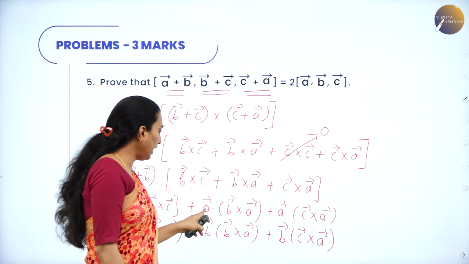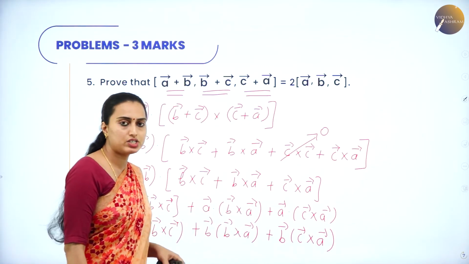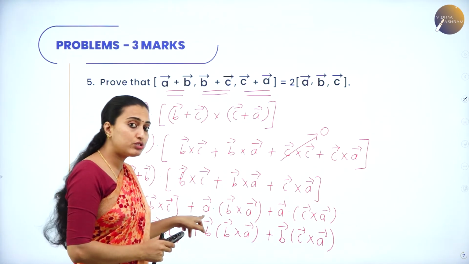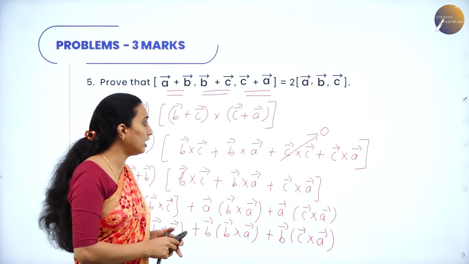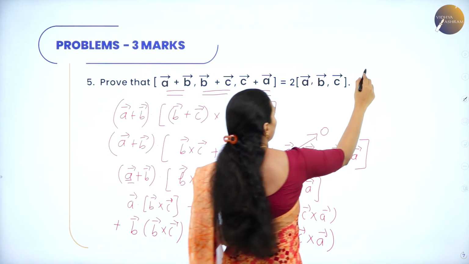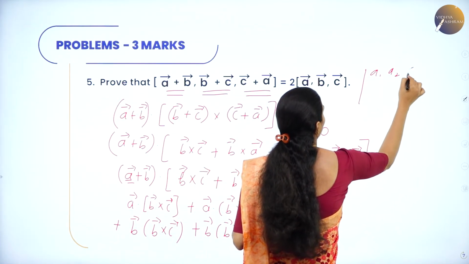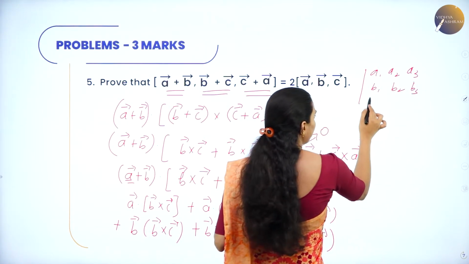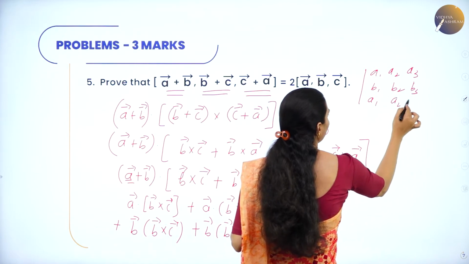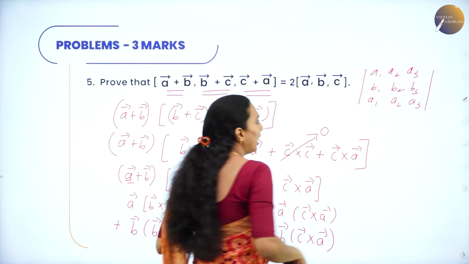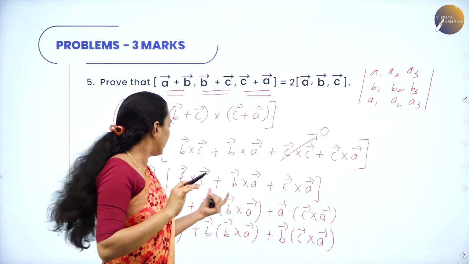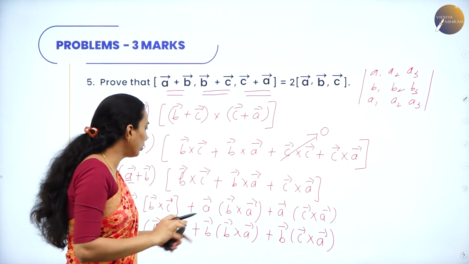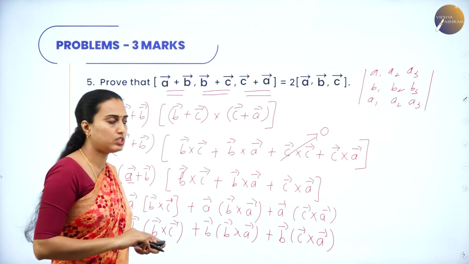You know already, A vector dot B cross A vector, because the two rows are the same. Why are two rows the same? Here also A1, A2, A3, like this. Similarly, B1, B2, B3. Now, in place of C1, C2, C3, again A1, A2, A3. If two rows are the same, then the scalar triple product will be equal to 0. So here two rows are the same, so this will be equal to 0.